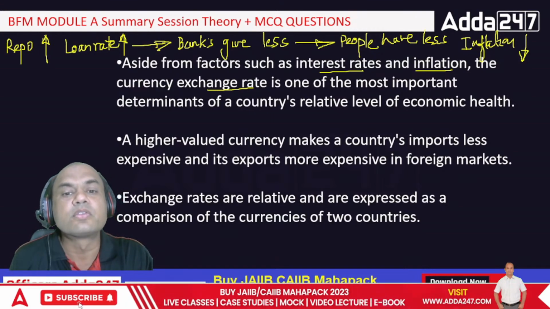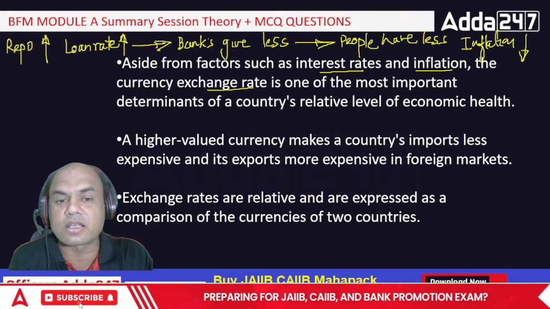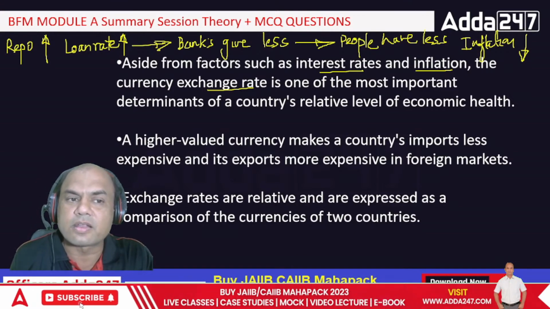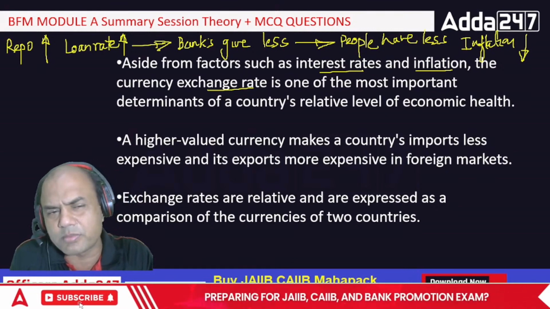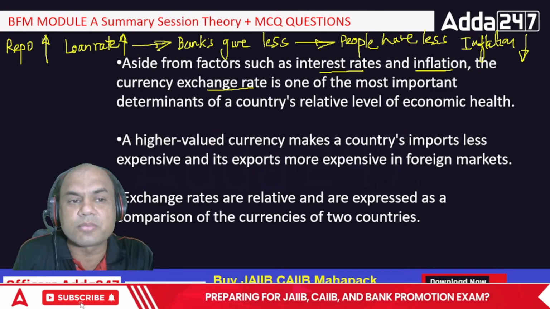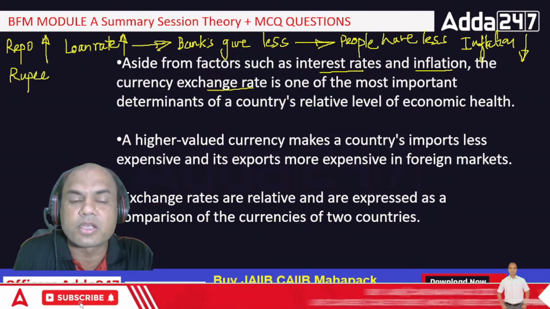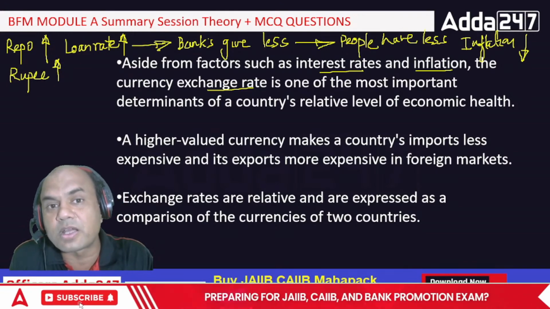So coming back, interest rate and inflation are related, and the currency exchange rate is also one of the important determinants. What do you mean by this? See here, if the interest rates of any country go up, the currency becomes stronger. Always remember this. If the repo rate goes up, then the rupee will become stronger. Rupee stronger means the dollar will be down.